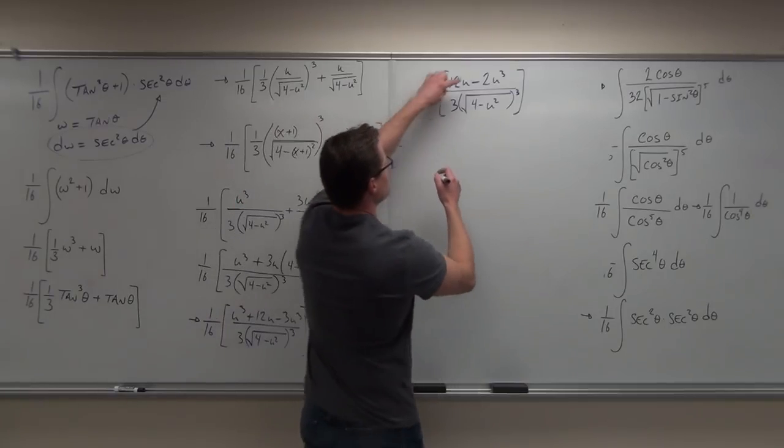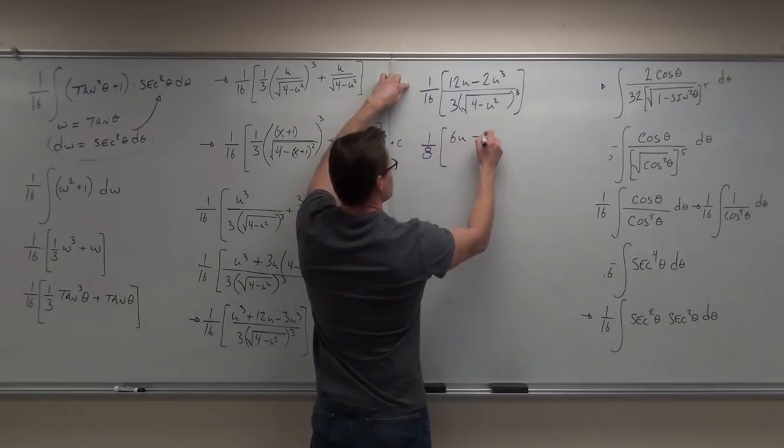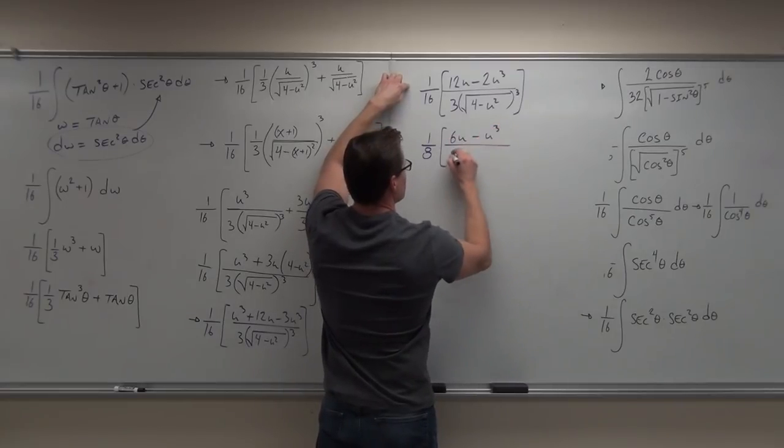So if we factor out a 2, then what we would get is 1/8, 6u minus 2u to the third.